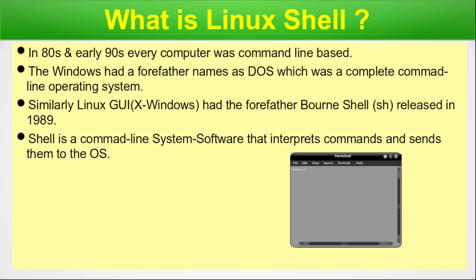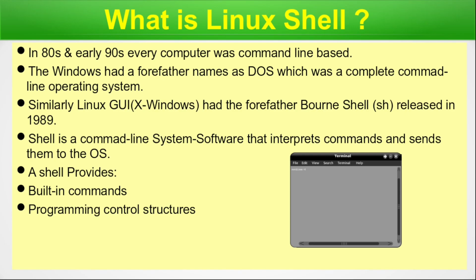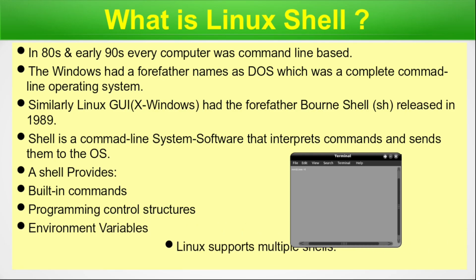Shell is a command line system software that interprets the commands and sends them to the OS. It is an interpreter between the end user, that is you, and the computer hardware. The shell accepts your commands and executes them with the hardware. A shell provides the below things: built-in commands, programming control structures, and environment variables.